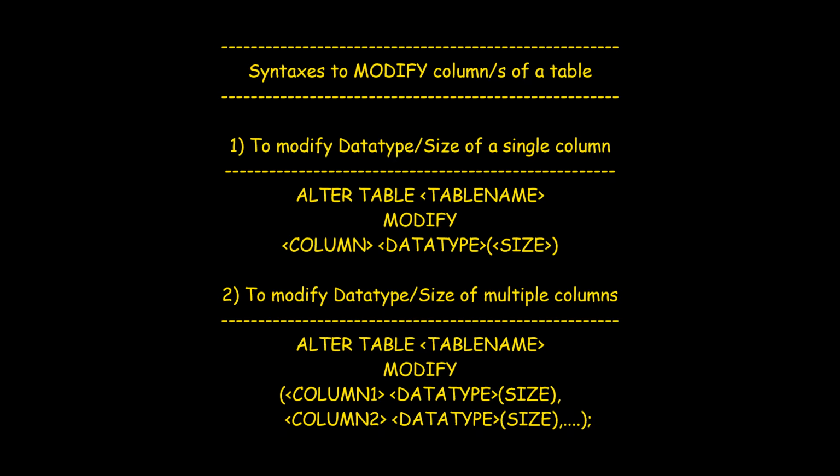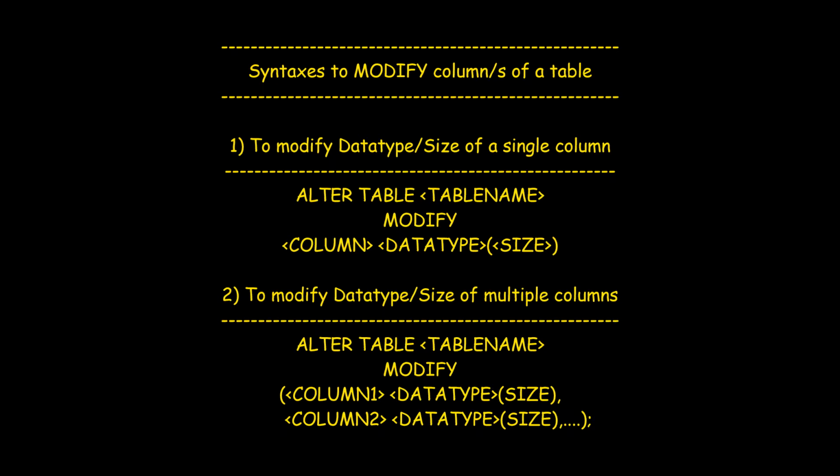Now the second syntax is related to modification of data type or size of multiple columns. The first syntax was related to a single column, and the second is related to multiple columns. This syntax is similar to the first syntax. The only difference is that the column names along with their data type and size are separated by commas and enclosed within round brackets. So these were the syntaxes related to modification of data type or size of single or multiple columns.